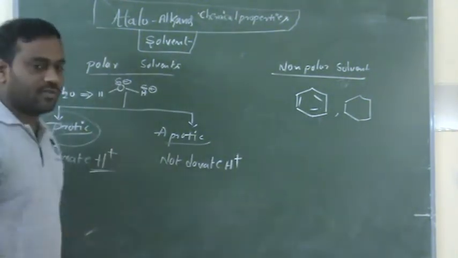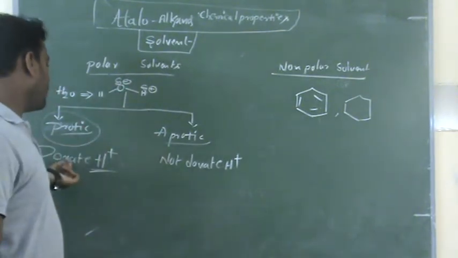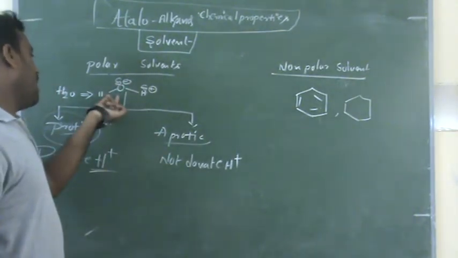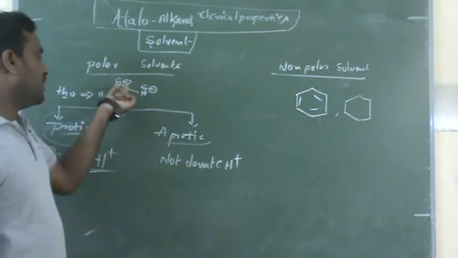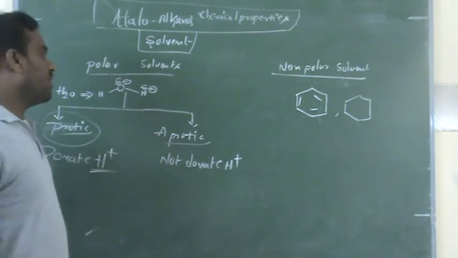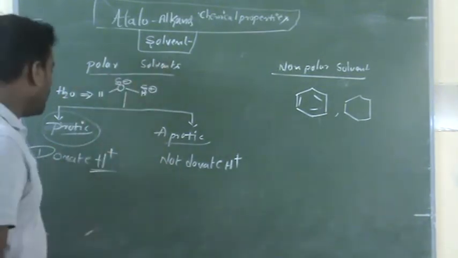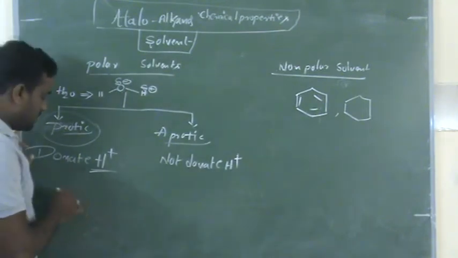Polar aprotic solvents, I am very sorry. Solvents which can donate H plus ions are called polar protic solvents, and those which cannot donate H plus ions are called polar aprotic solvents. Now let us go through some examples, beginning with the polar protic solvents.